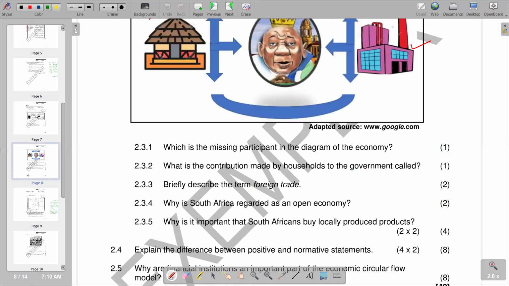So the next question that we have is, why is it important that South Africans buy locally produced goods? So the importance of buying locally produced goods, remember, we are saying we are not buying from outside the country. So basically, we are promoting local industries or local businesses by buying local. So there are many advantages that we can deduce from that. For example, it's going to expand production in our local economy. By buying locally, we are promoting them. So it means the domestic businesses inside South Africa are going to earn more revenue.